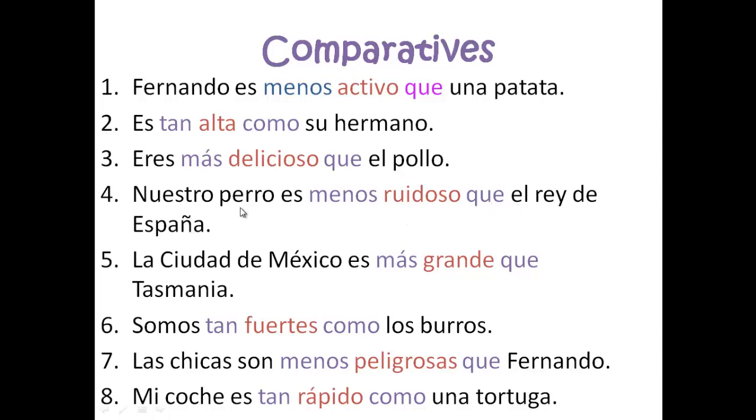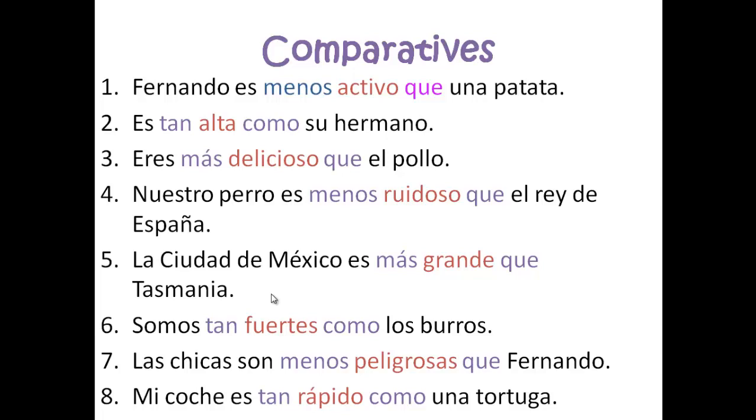So again, because perro is masculine singular adjective, and we've got the menos adjective que, so less noisy than. La Ciudad de México es más grande que Tasmania. I haven't actually checked if that's how you say Tasmania in Spanish. My apologies, sloppy workmanship, but do check that actually, don't just assume that's the way. I would guess that is how you say Tasmania, but I could be wrong.